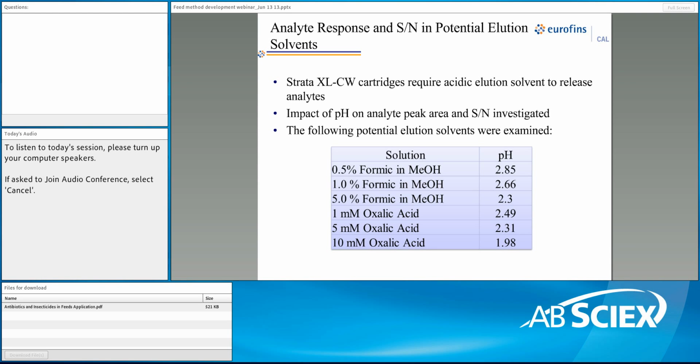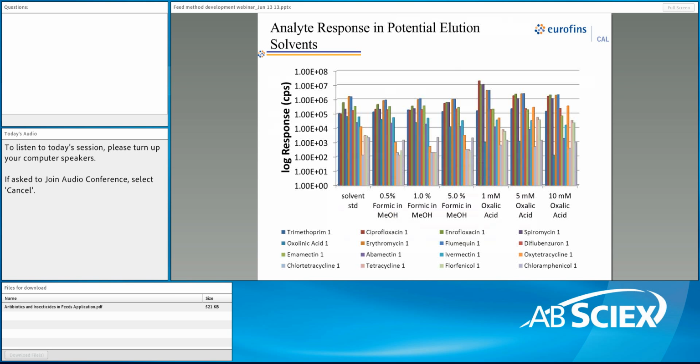The following elution solvents are what we looked at: 0.5, 1, and 5% formic acid in methanol, and 1, 5, and 10 millimolar oxalic acid. That was also in methanol. It's not listed on the table, but that was in methanol. As you can see, the pH range is from 2.85 to 1.98. So these are pretty acidic.